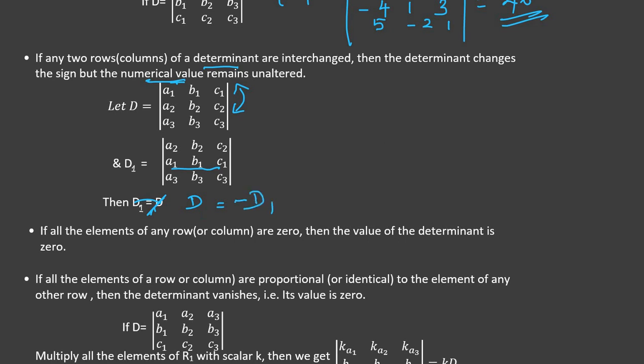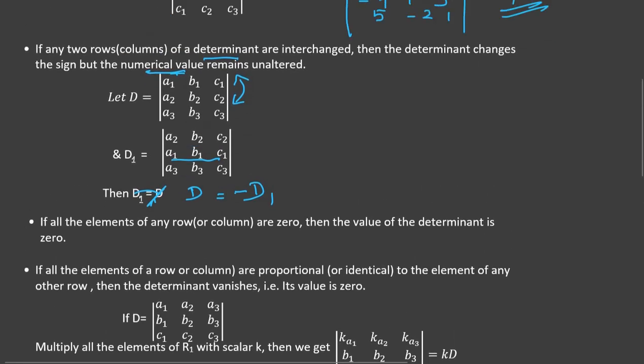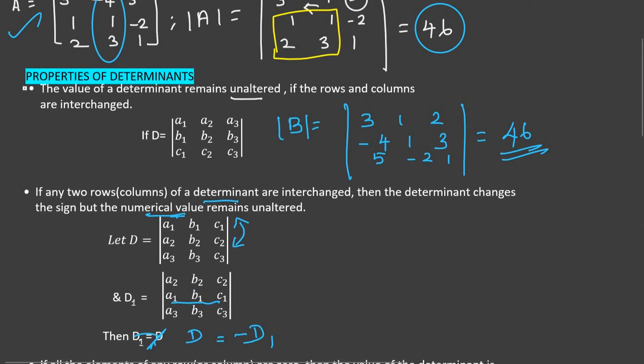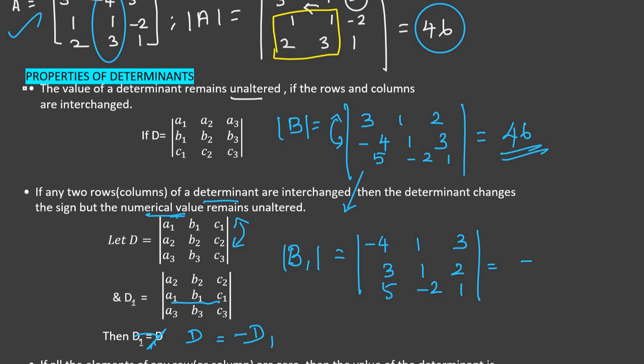For example, the previous example we can take. The previous example, this determinant B is taken. For example, I interchange the first two rows of the determinant. Then the B1 determinant will be equal to the determinant of minus 4, 1, 3, 3, 1, 2, 5, minus 2 and 1. Expanding the determinant, the value of the determinant will be minus 46, where the numerical value is unaltered and the determinant changes only its sign.